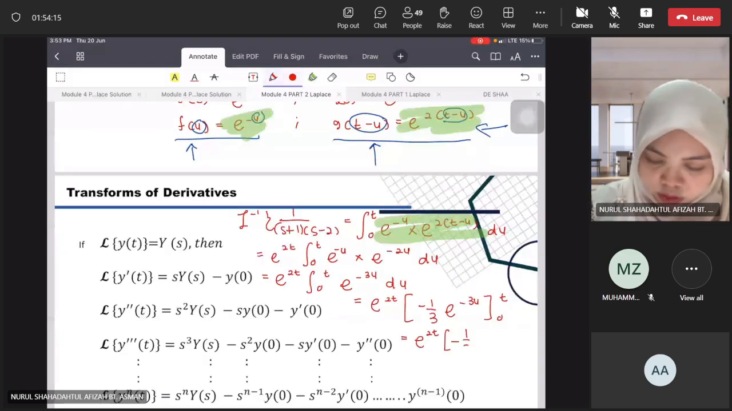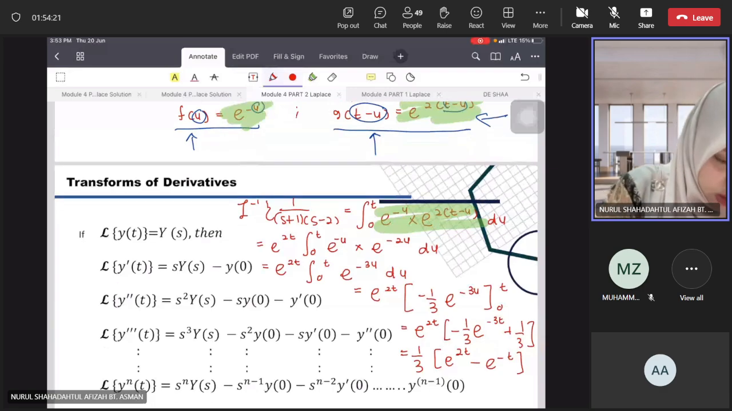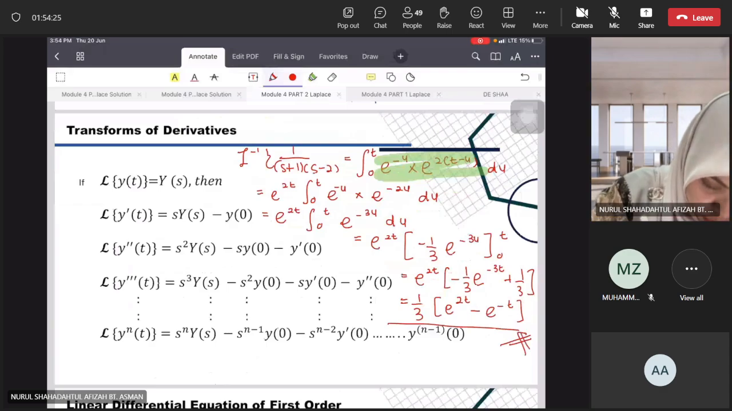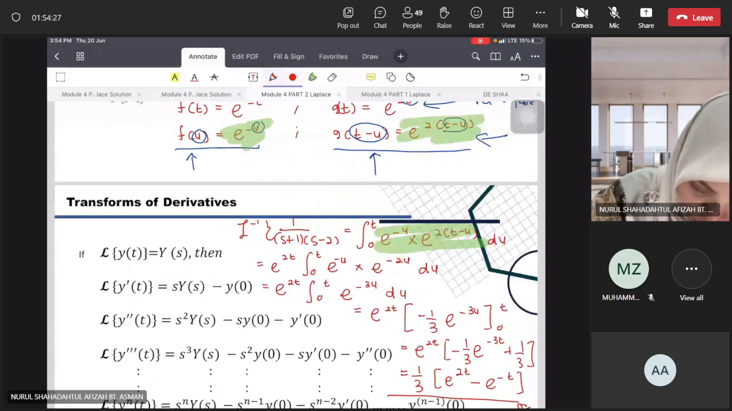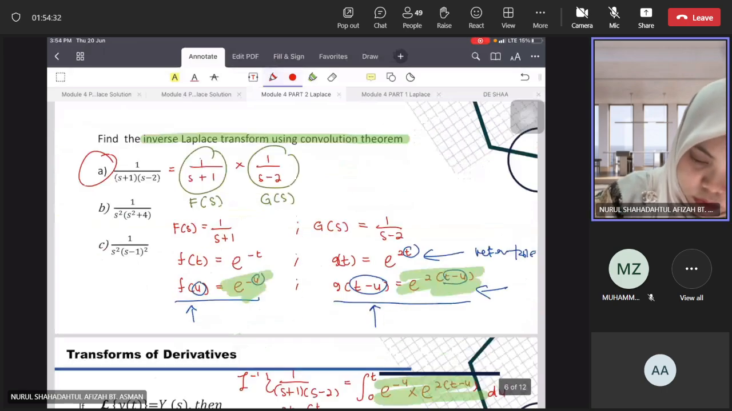Okay, so this is the final answer for this question A, example 4.16a. Continue.